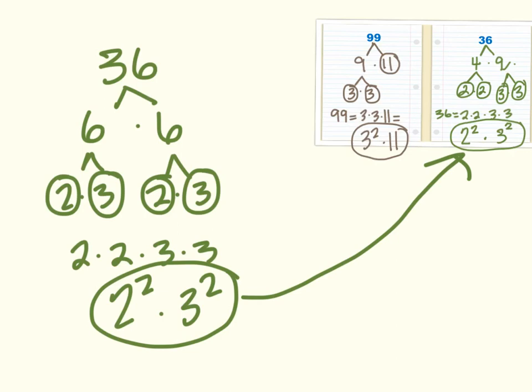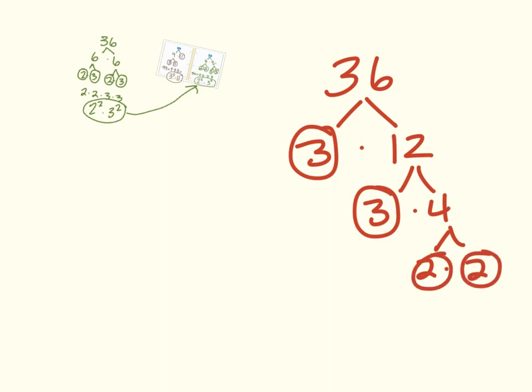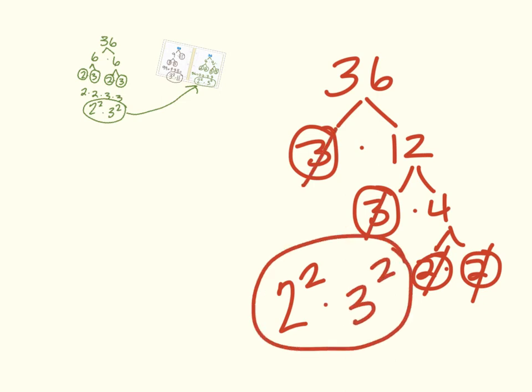Okay? And even if I had done this, let's say that I had said, what if I had said 3 times 12? Well, 3 is prime, and then I could have said 3 times 4. That 3 is prime, and then 2 times 2. I still get 2 to the second power, because I have 2 2's, times 3 to the second power. So no matter which way you did it, you would still get the same answer.